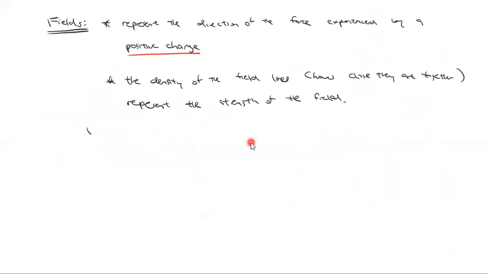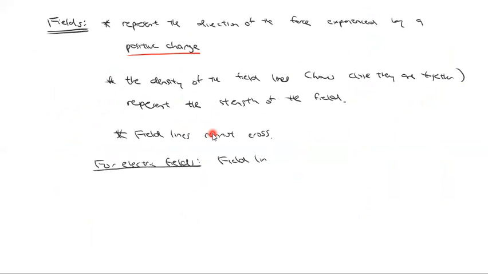For electric fields, and remember, because of that, field lines cannot cross. For electric fields, we say that the field lines go from positive to negative, because of this idea that they represent the direction of the force on a positive charge.